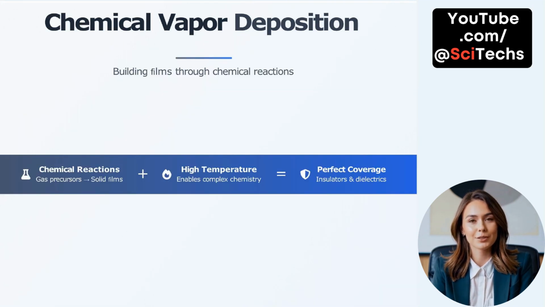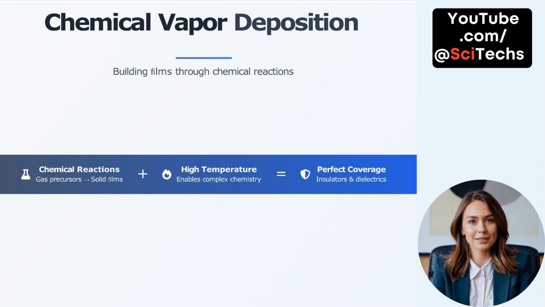Chemical vapor deposition. Chemical vapor deposition relies on a powerful combination of chemical reactions and high temperatures to achieve precise film deposition. It all begins with chemical reactions, where gas phase precursors undergo transformation into solid films. These reactions are driven and sustained by high temperatures, which enable the complex chemistry needed to form high-quality materials. The elevated temperatures help break molecular bonds in the gases, encouraging them to react with each other and form stable, solid films on the wafer surface.